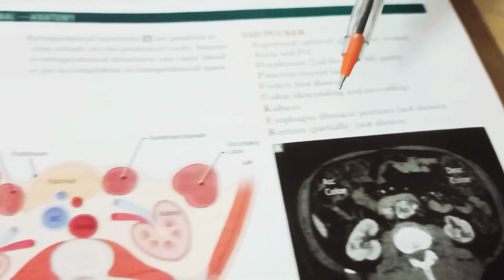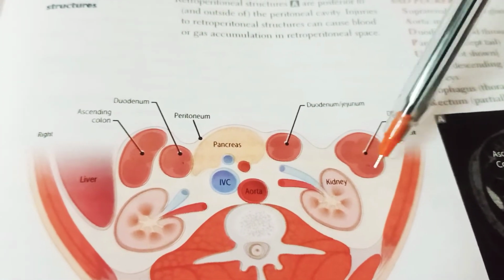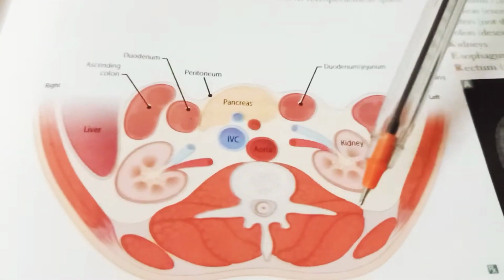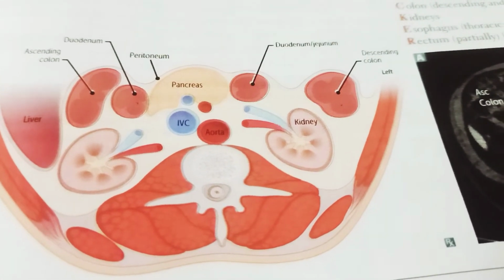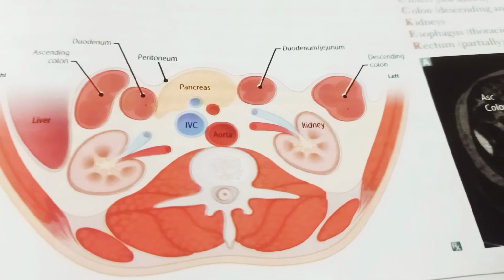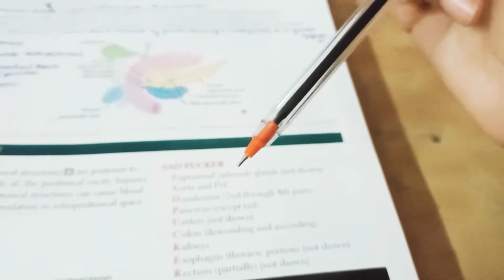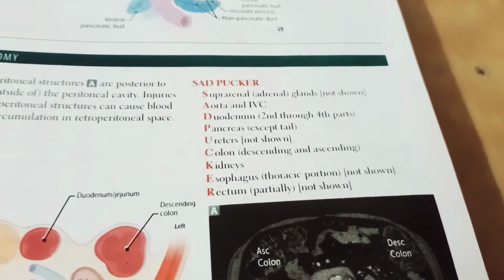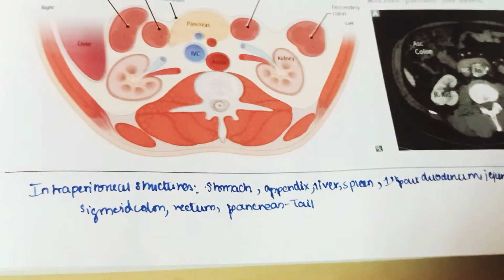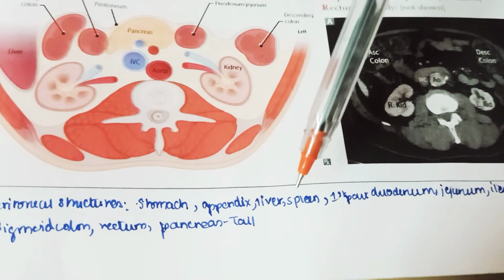Colon, the descending and ascending colon, you can see the ascending colon and descending colon, are retroperitoneal. Kidneys are retroperitoneal. Esophagus is retroperitoneal. Next, the rectum is also retroperitoneal. So remember this SAD PUCKER. These are all retroperitoneal. Next, coming to intraperitoneal structures, like the stomach, appendix, liver, and spleen.